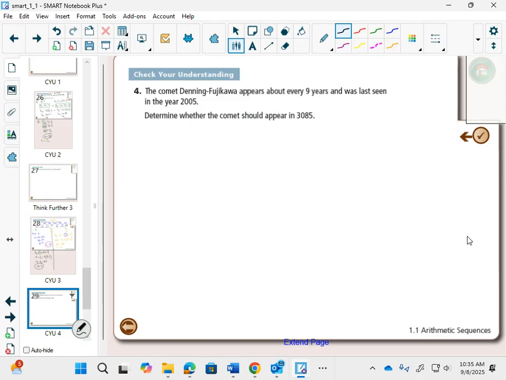Let's look at an application of arithmetic sequences to a real life example.